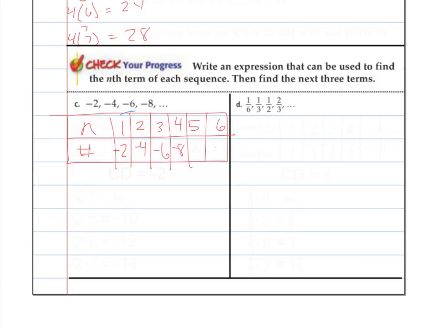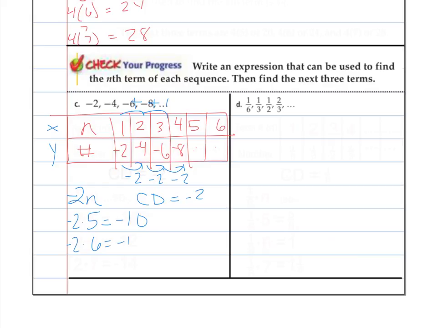So what I notice is that for every one term that I'm going up, it's kind of like slope, if you remember, that y value over that x value. I notice I'm going down by 2 every time. So my common difference is negative 2. So that means that for every value of n, I'm going down 2. So I could figure out my 5th term would be negative 10. My 6th term is negative 12. And my 7th term would be negative 14.